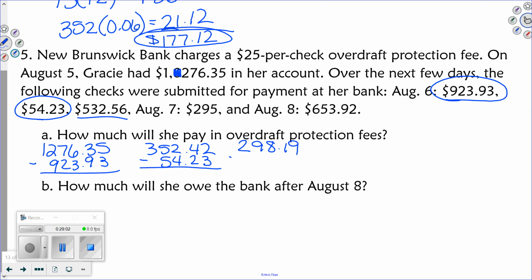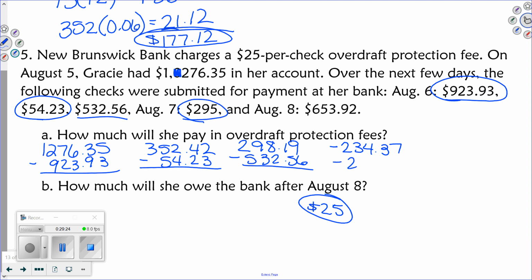This one, minus $532.56. Is she going to be charged overdraft? Yes. So right there, she's going to get charged $25. So there's one fee, because now she's at negative $234.37. All right, and then she had $295. So is she getting charged another overdraft? Yep, there's another one. So she's at negative $529.37.